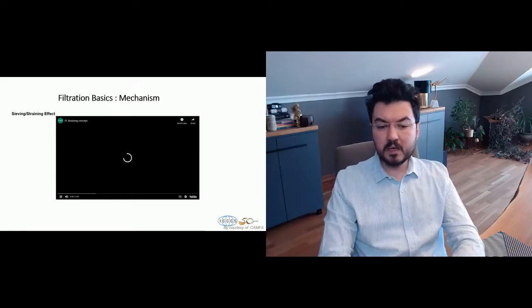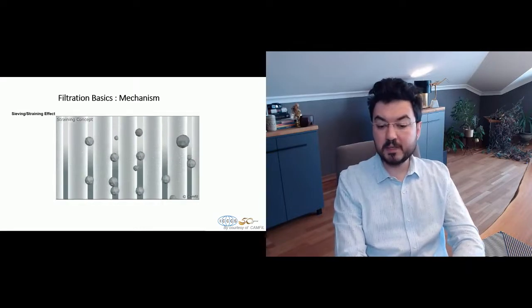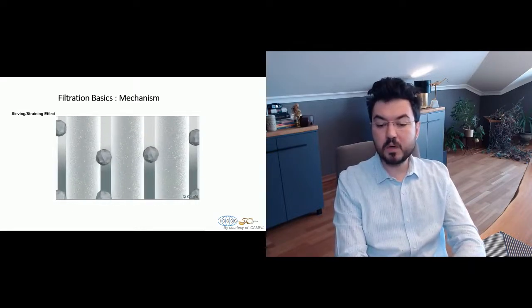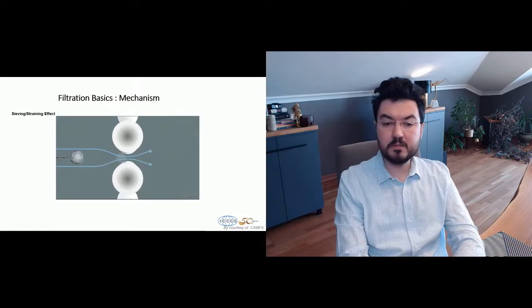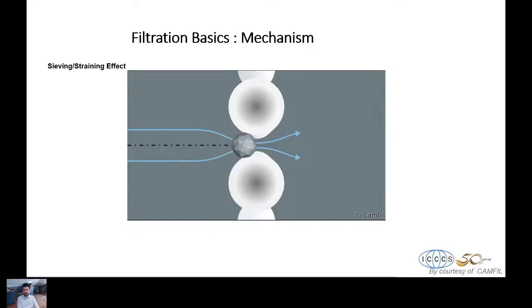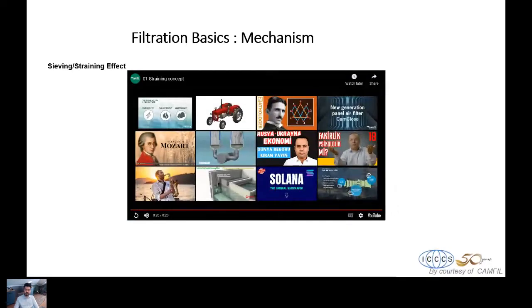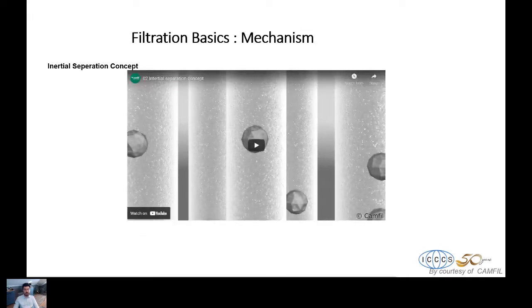Sieving effect: most of us expect this to be the main mechanism of filtration, but in fact, straining only accounts for 1% of the particles captured by the filter. Larger particles are stripped by the filter media itself, and this mechanism just catches the particles which are larger than the expected sizes. The second one is the inertial separation concept.